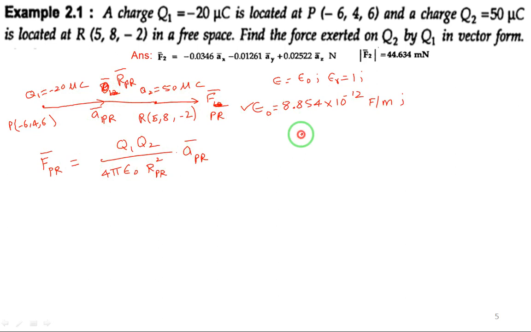And one more thing you can observe: Q1 is negative and Q2 is positive. So the force is attractive, meaning the force exerted by charge Q2 on Q1 is attractive. The direction should be like this, right? So FPR should be reversed, but I have taken the direction as FPR in the rightward direction. So the answer I get will be negative because I should reverse the direction, that's all.